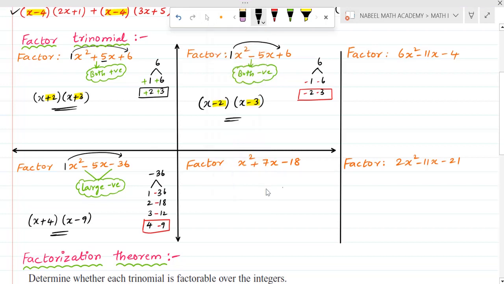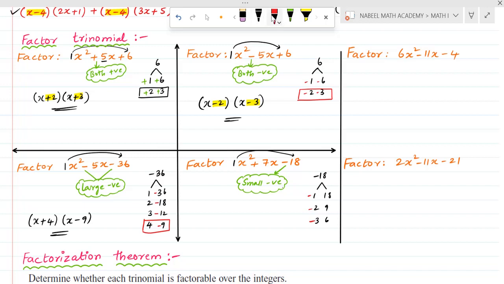Now the next one here, multiply the same thing. One, the leading coefficient, multiply with this one, minus 18. So here 1 into 18, 2 into 9, 3 into 6. These are the possible multipliers. Whenever the constant term is minus, the small number is minus. The small number is negative. Out of these two, the small number is this. Out of these two, the small number is 2. Out of these two, the small number is minus 3.